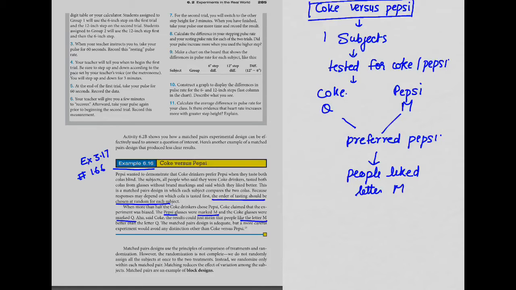So this is just one example for your same kind of subjects. Another thing is called block design, and what it is, let's discuss that on the next page.